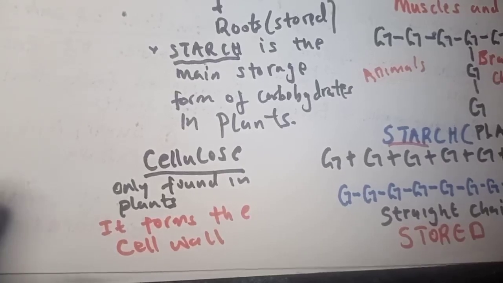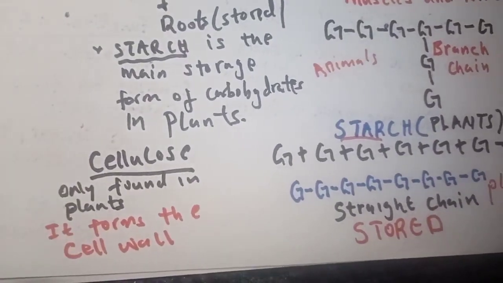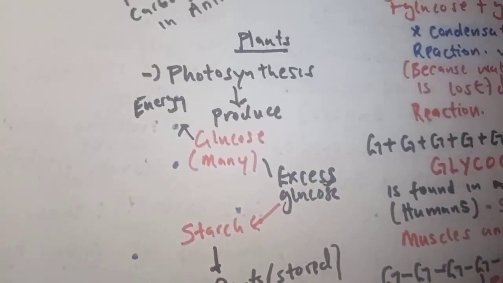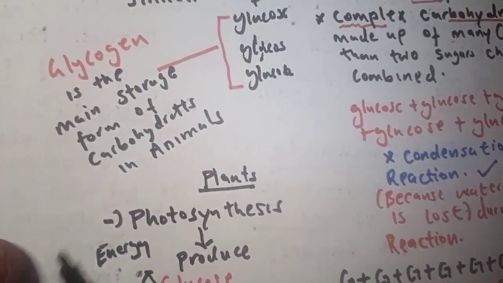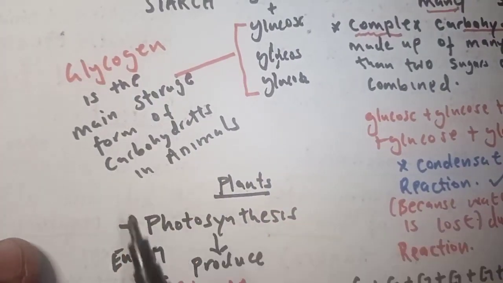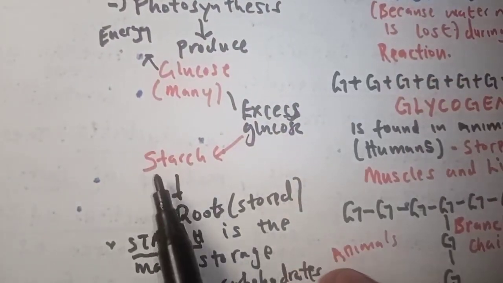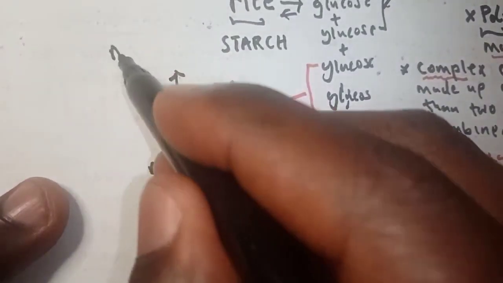So cellulose and starch are in plants, but glycogen is found in animals. Since glycogen is a storage form in animals, and starch is the storage form in plants, sometimes glycogen will be referred to as animal starch.